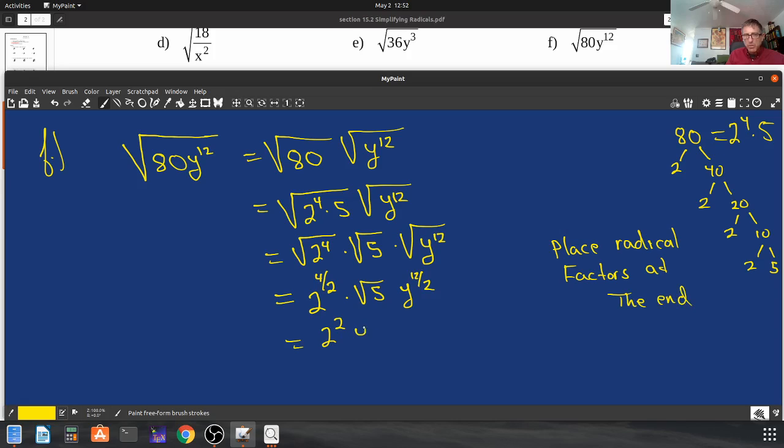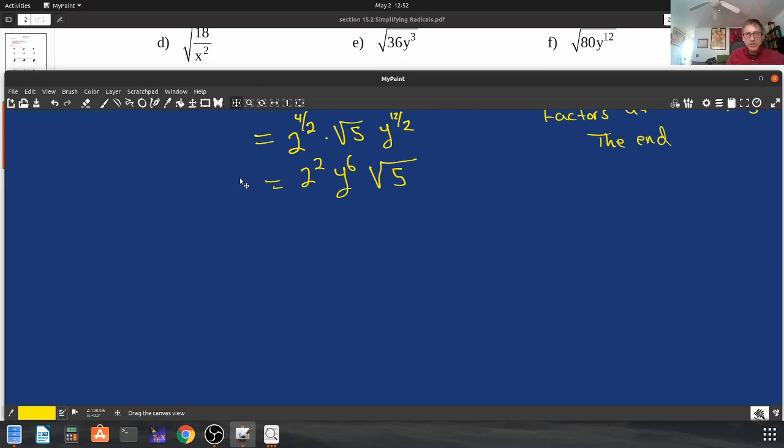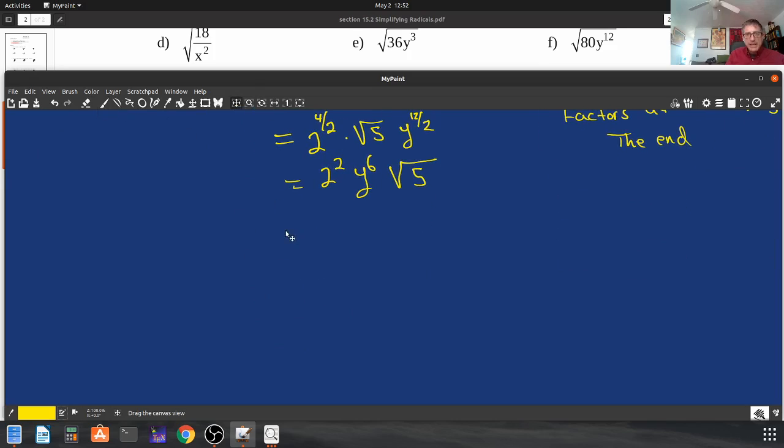So that's going to be y to the 12 divided by 2, which is y to the 6. The square root of 5 cannot be simplified. There's just one more simplification. I know what 2 squared is: 2 times 2 is 4. So the whole kit and caboodle is 4 times y to the 6 times the square root of 5.